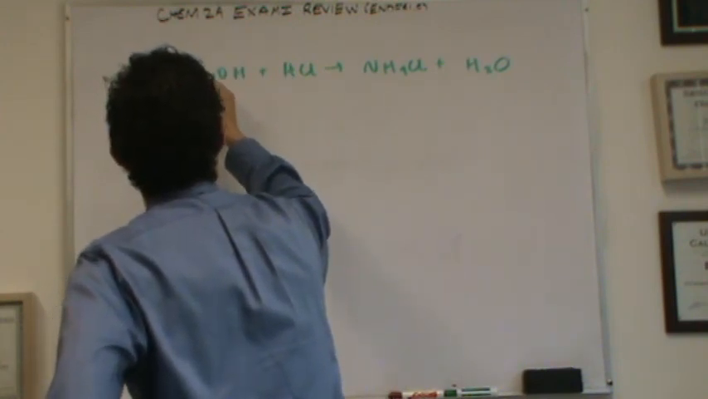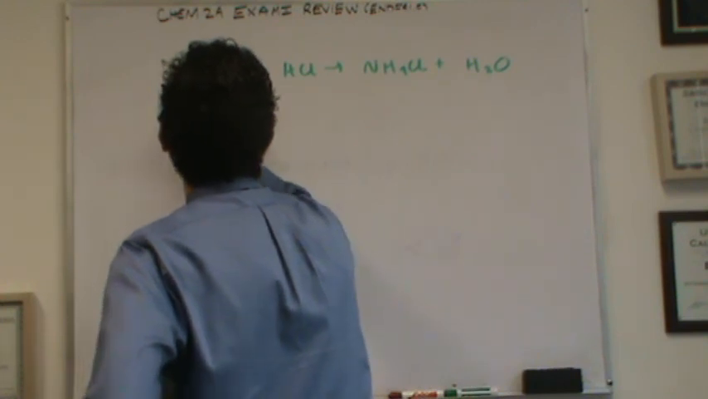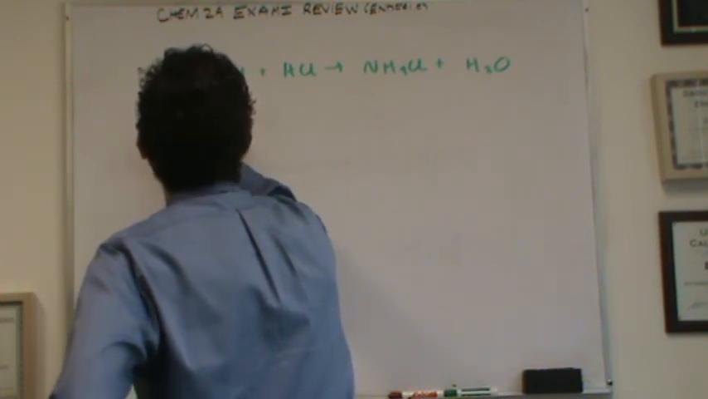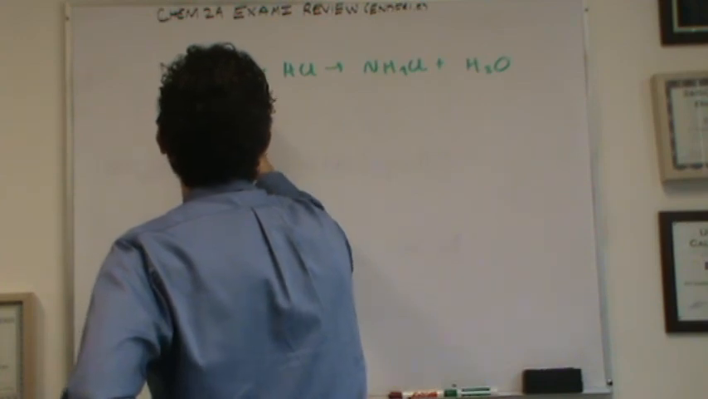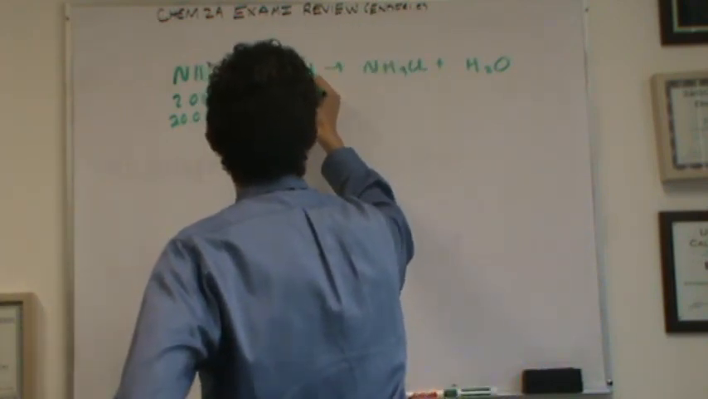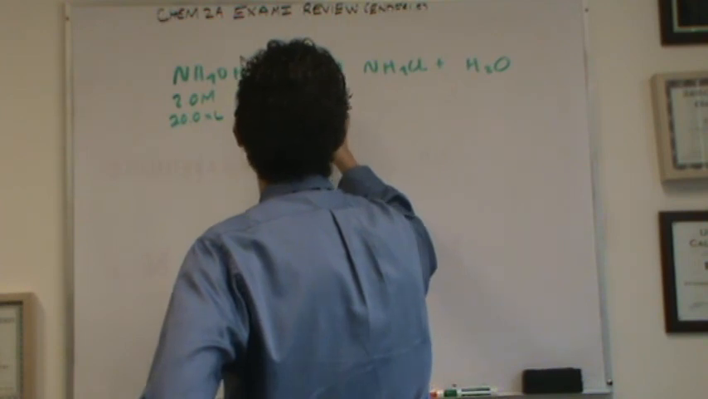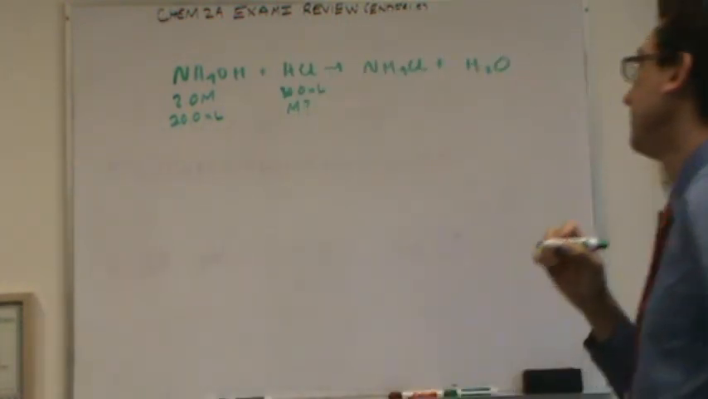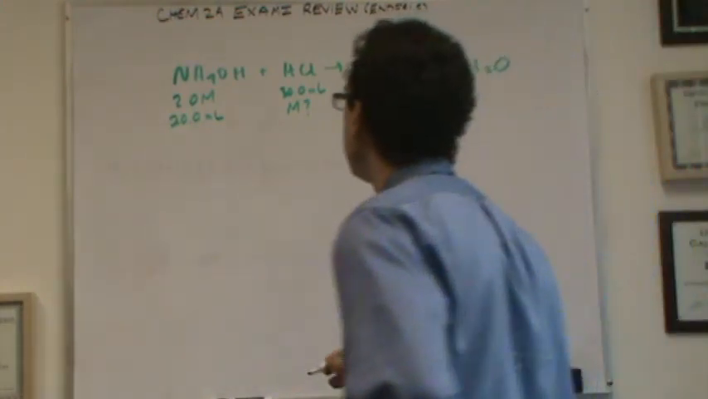So let's say I had 2.0 molar of ammonium hydroxide and there was 20 milliliters of it. And then let's say I have 30 milliliters of the HCl and I want to know its final molarity. Okay, this would be a pretty typical problem. So what you do, you start with what you know.